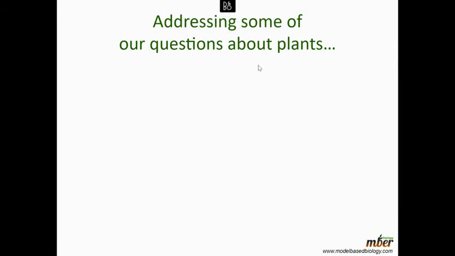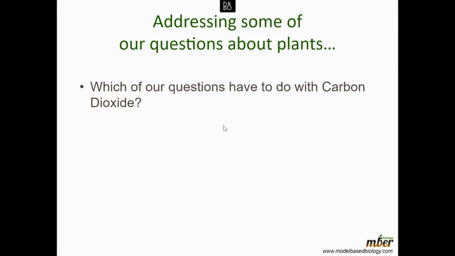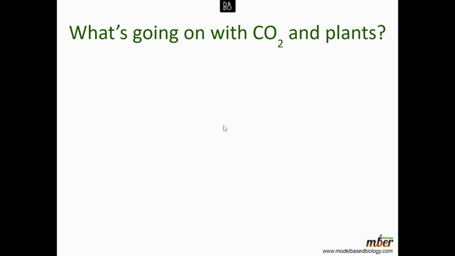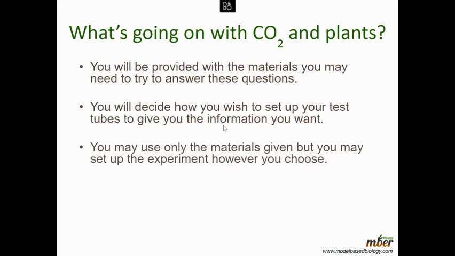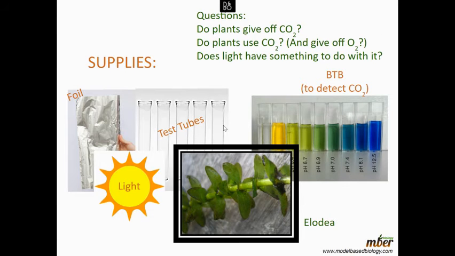If we address some of our questions about plants, which of our questions have to do with carbon dioxide? So far, we didn't write down any of them, but we do know that plants take in carbon dioxide, so we wrote that in our Doodle Box A. So what is going on with carbon dioxide in plants? We did one lab in Gizmo, and we adjusted the light, and we figured out that plants give off oxygen and they take in CO2, and we learned that light has something to do with it, so you could change the color of the light and the light intensity.